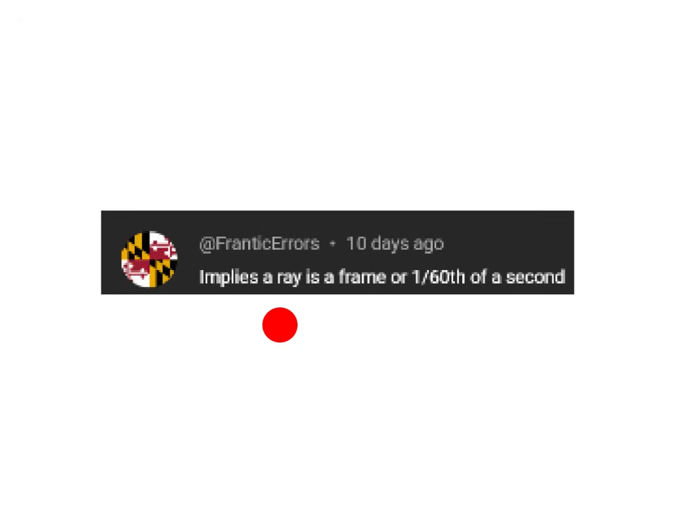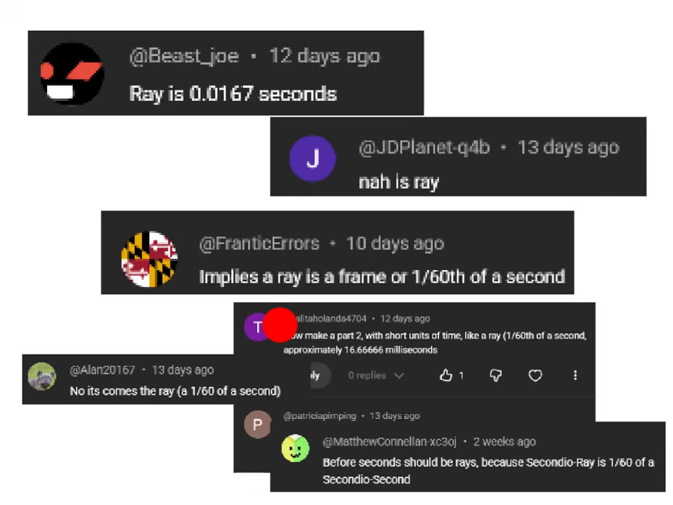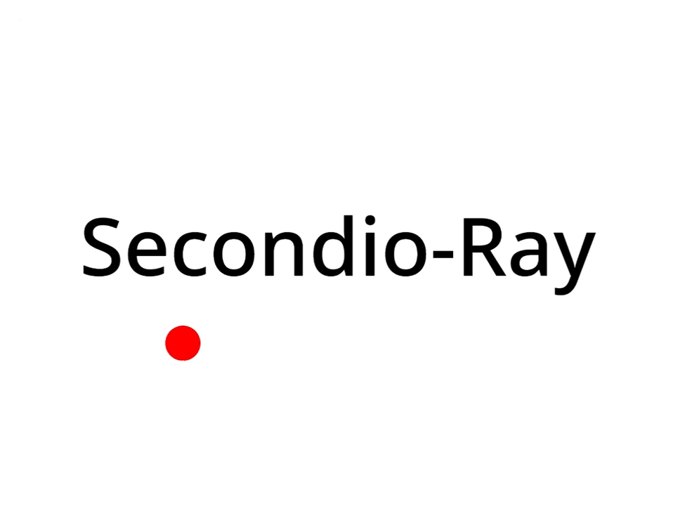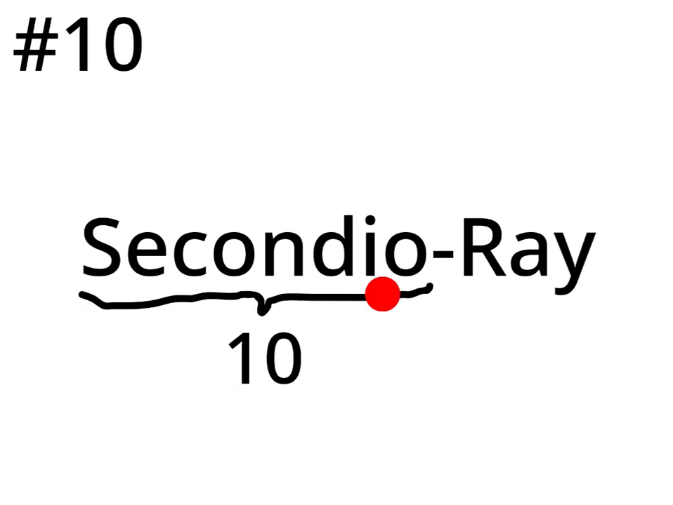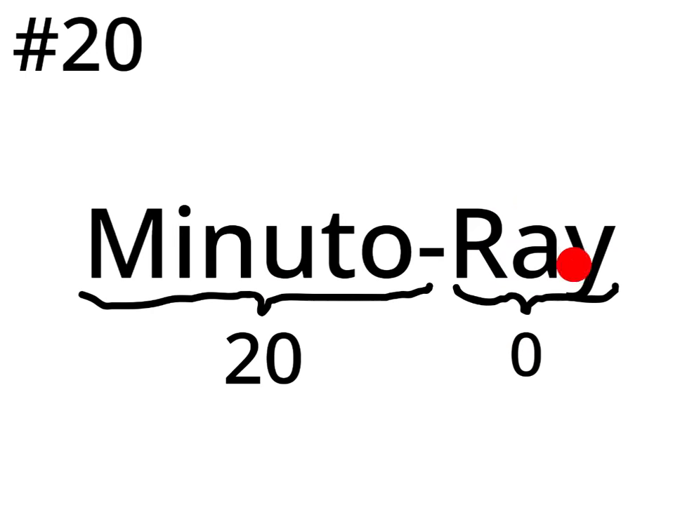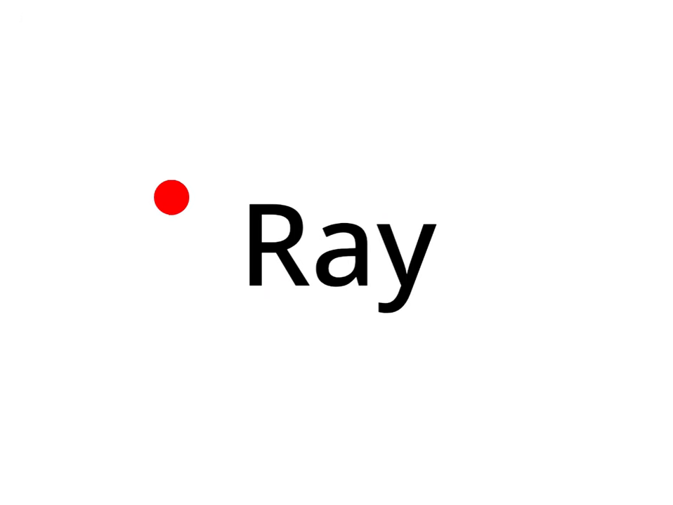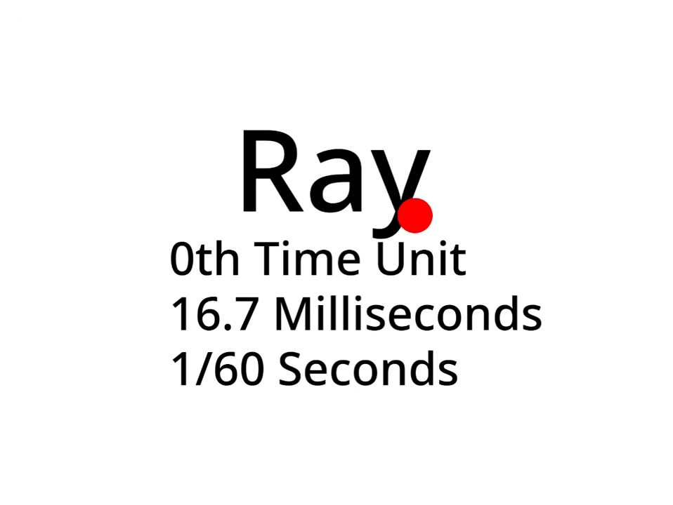So instead, what I'm going to use is what a lot of you have suggested: rays. Many people in my comment section have said that they wanted rays. So a ray is 1/60th of a second. The reason rays works is because if we take a time unit like secondio ray, the secondio implies the 1 or the 10, and then the ray is just a 0. So the ray is like nothingness. It's the same principle for minuta ray and everything else. So ray is just 0, it only makes sense. A ray is the 0th time unit, 16.7 milliseconds, and 1/60th of a second.